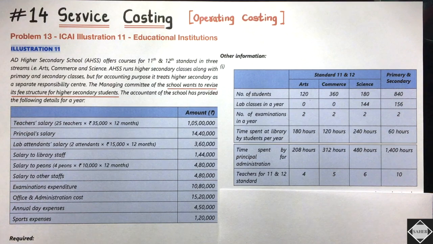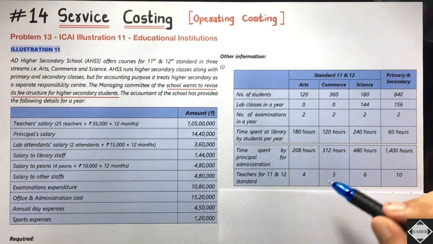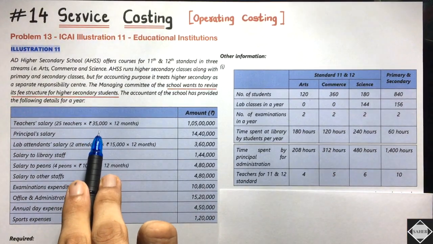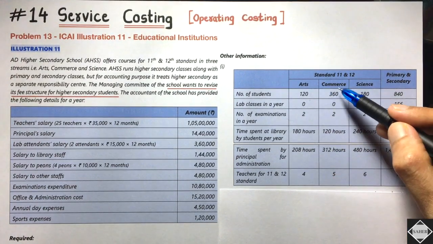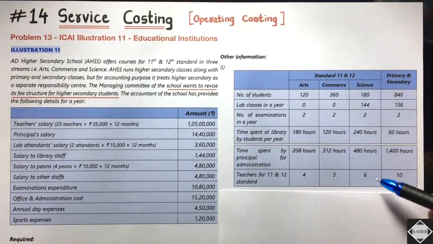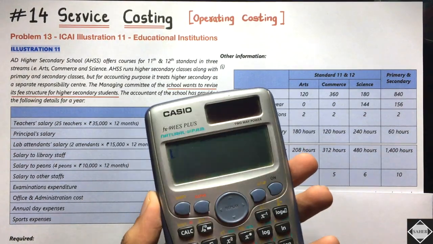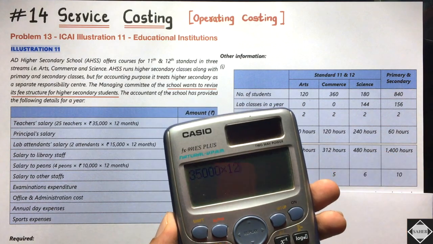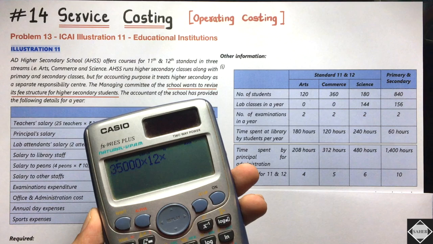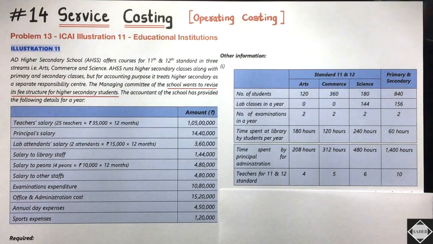How are we going to take it? Can we take it like this? No, we can't. Why can't we directly take it? See, we know 35,000 is the per month salary. In arts department there are 4 teachers, in commerce department there are 5 teachers, in science department there are 6 teachers. So 35,000 is per month salary, into 12, because 12 months they are working. In arts department there are 4 teachers, into 4 we will do 16,80,000. So 16,80,000 we can take in arts.